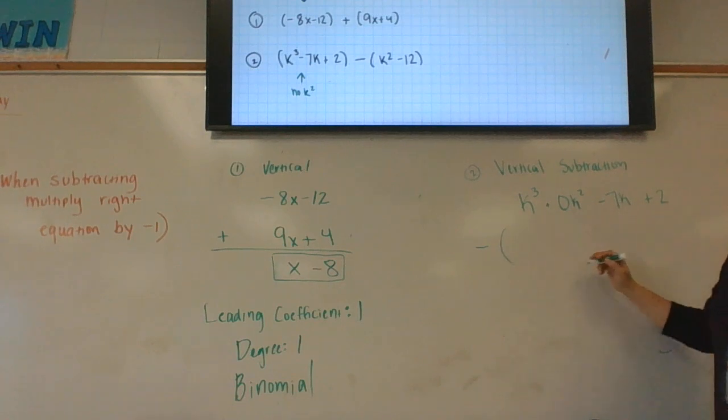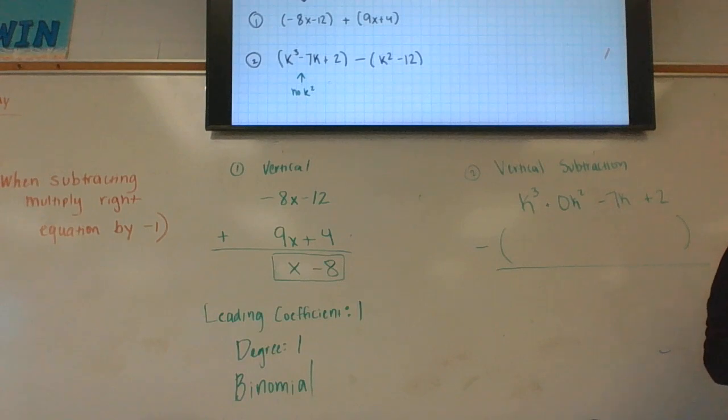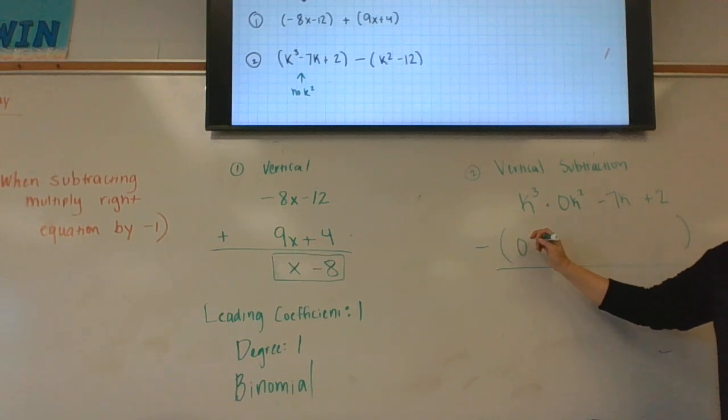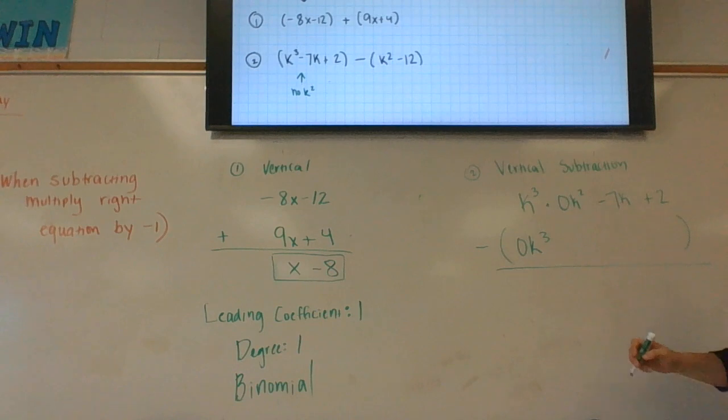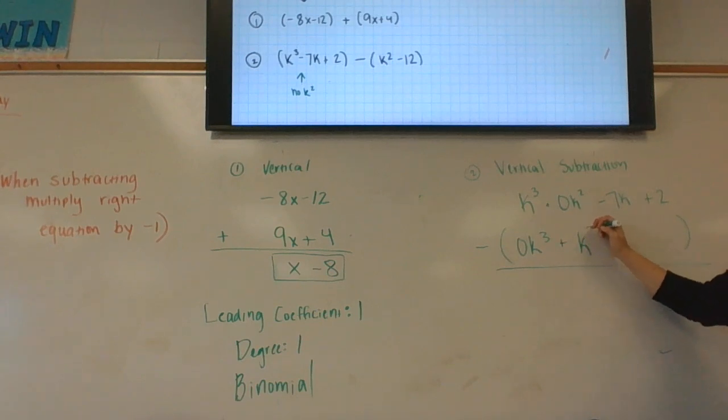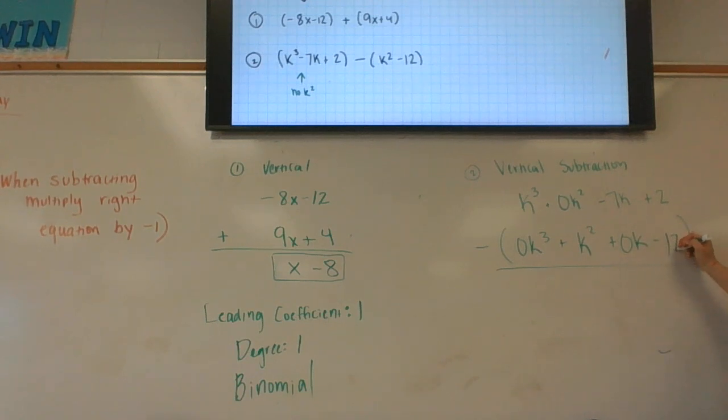And then I'll subtract the next one. And the next one doesn't have a k to the 3rd power. So we have 0k to the 3rd power, 1k squared, 0k to the 1st, minus 12. I'm putting zeros in for all of the missing exponents so I can line them up.